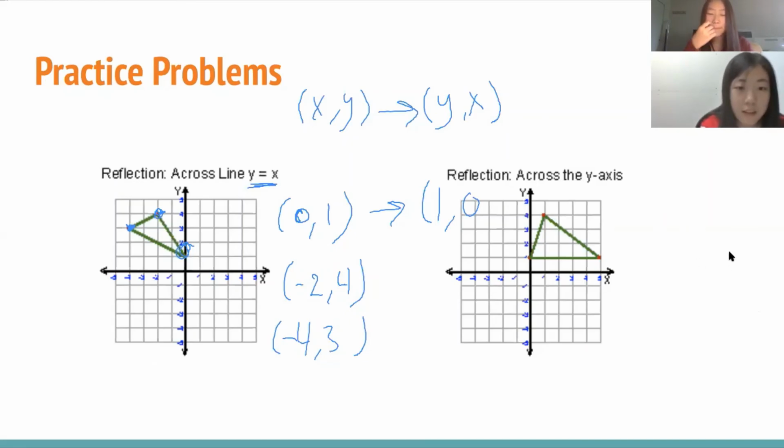So yeah, you just switch the x and y values. This will be 4, -2. And the last one will be 3, -4.